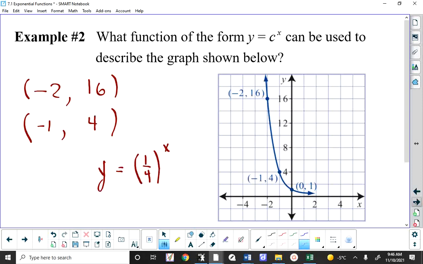Could you write 0.25 to the x without brackets? Sure. Could you write, because you're going to be clever about it, 4 to the negative x? Of course, because 4 to the negative x means 1 over 4 to the positive x.